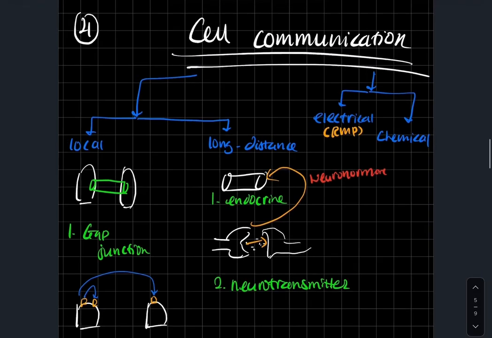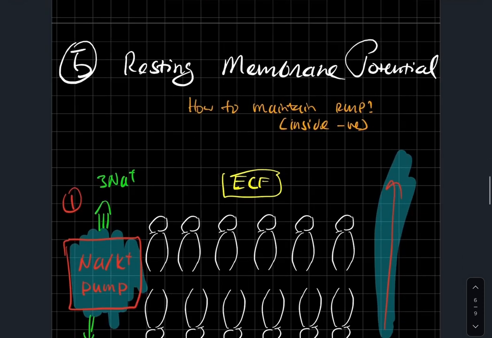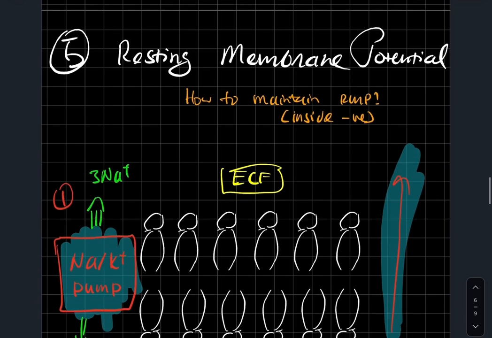And beyond that, for cell communication, we also have the electrical and chemical. And electrical, we're going to talk about resting membrane potential. So this is the fifth concept, RMP, or resting membrane potential. So think of resting membrane potential as the baseline electrical charge across a cell membrane when the cell is at rest. It's like the cell's default setting.